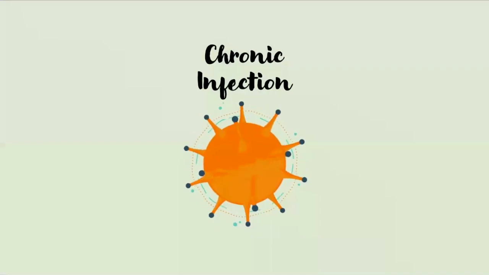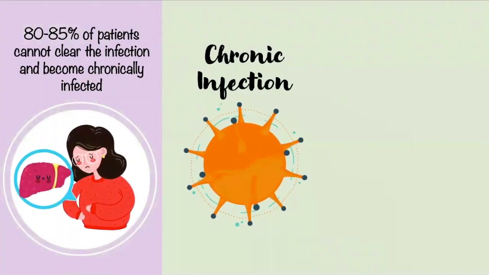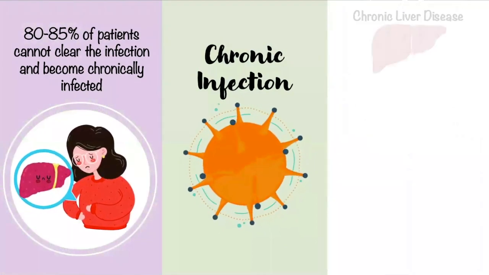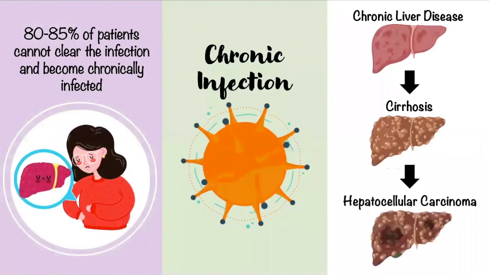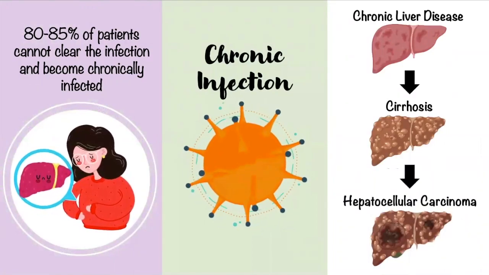A staggering 80 to 85% of patients with HCV cannot clear the infection and are burdened with chronic infection, which has many complications. Some of these include chronic liver disease, cirrhosis, and liver cancer. In fact, the leading cause of liver transplantation is chronic liver failure induced by HCV infection.